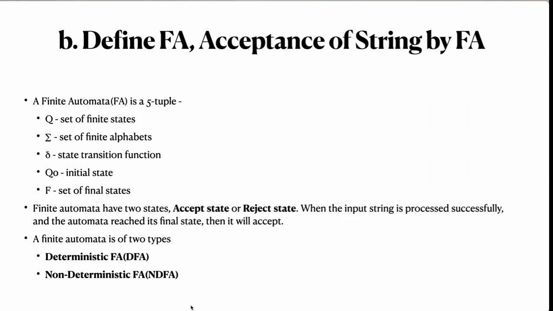A finite automata has 2 states, the accept state as well as the reject state. That is, a string can either be accepted or rejected. When the input string is processed successfully, then the automata has reached its final state and this string will be accepted. A finite automata is of 2 types, a deterministic finite automata, that is DFA, and a non-deterministic finite automata, that is NDFA.